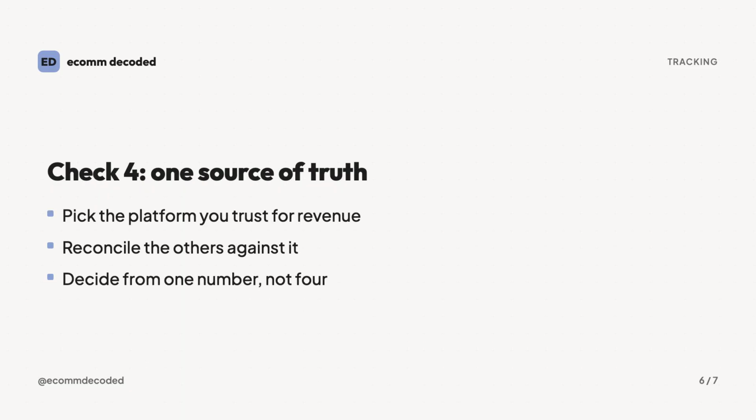Check 4 is choosing a source of truth. You will never get 4 tools to show the identical number, so stop trying. Pick the one platform you trust most for revenue, usually Shopify, and reconcile the others against it. From then on, you make decisions from that one number, and you treat the rest as directional. Clarity beats false precision.